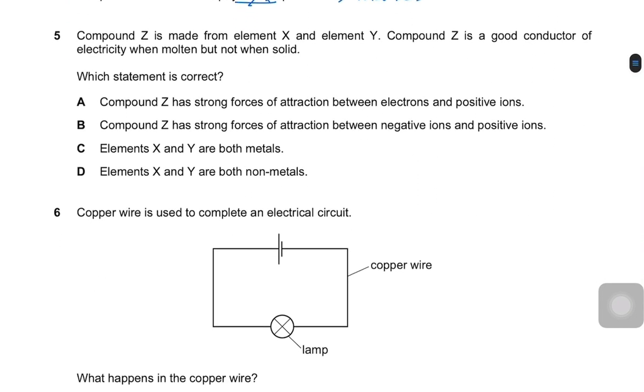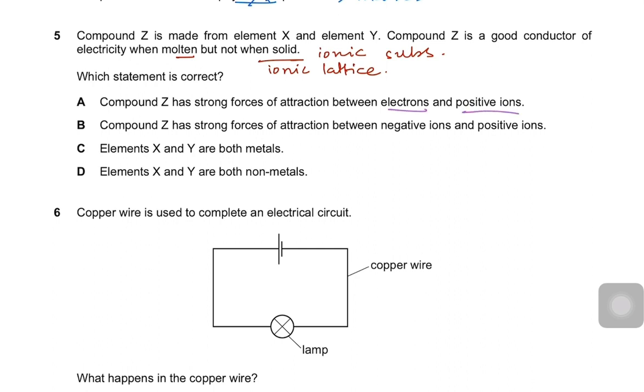Question 5 says, compound Z is made from element X and element Y. Compound Z is a good conductor of electricity when molten, but not when solid. So if I'm not wrong, it is a property of ionic substances, because ionic substances conduct electricity when they are molten, but not when they are solid, because they have a thing called ionic lattice. Let's see. Which statement is correct? Compound Z has strong forces of attraction between electrons and positive ions.